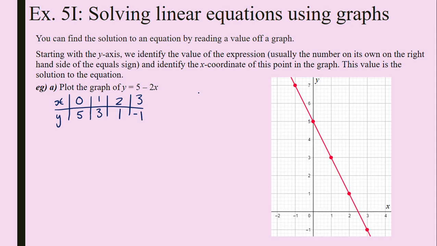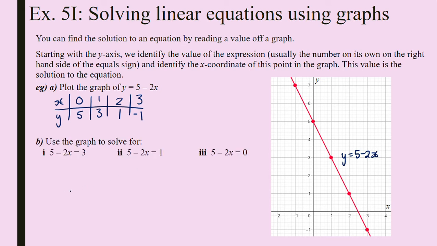Here's a graph I prepared earlier so that we don't have to sit through me trying to sketch it out, okay? I have a few more points in here. I've also got a point here at negative 1, and that's fine, okay? So there is our graph of y equals 5 minus 2x. We're now going to use this graph to solve for 5 minus 2x equals 3.